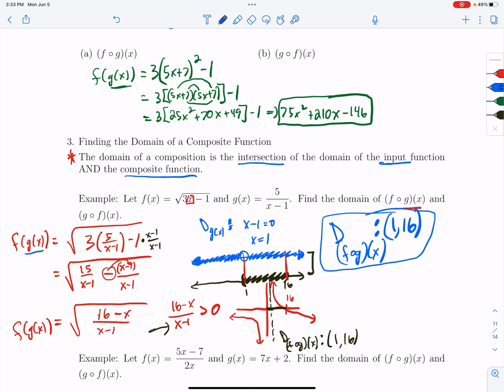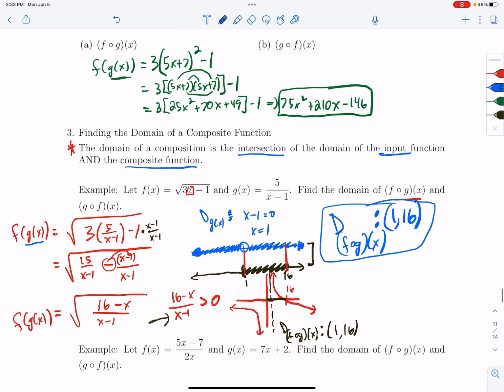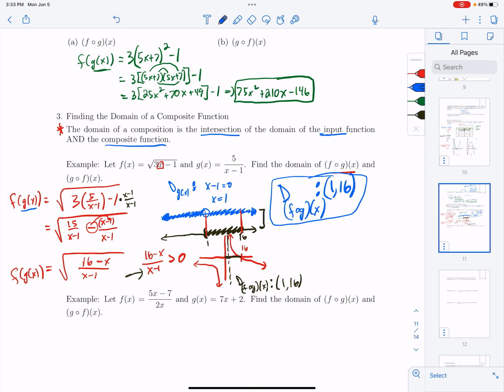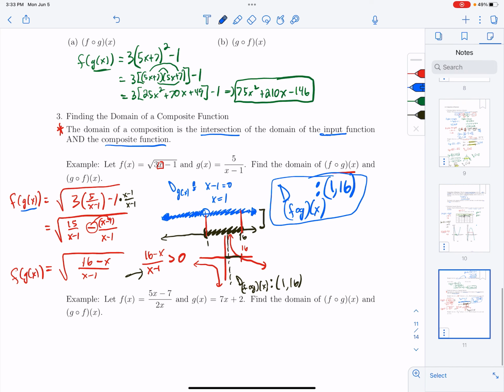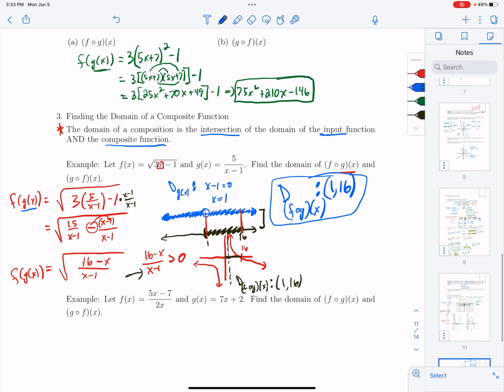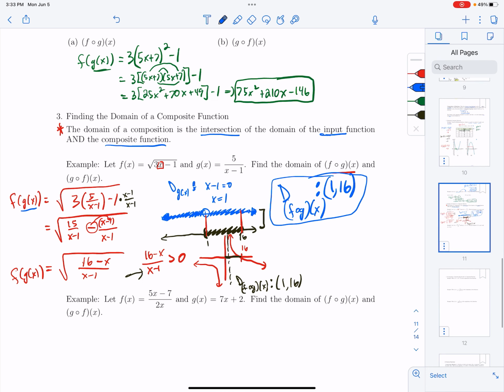Okay, so we need to also do this next one. Let's see if I can add a page here. I want to go like this.